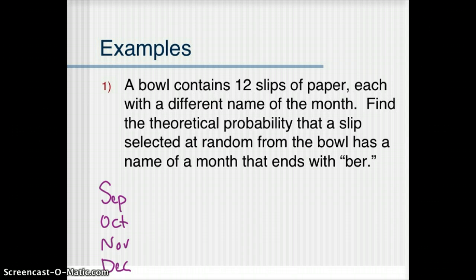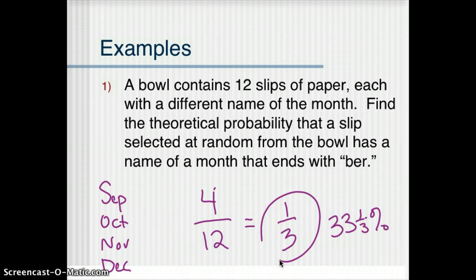So here we go. We have 4 months that end with burr, and there are 12 slips of paper. So we can say 4/12. And obviously, if it's a fraction, I'd like you to reduce that to 1/3. If you feel the need to write it as a percent, 33 and 1/3%. 1/3 is totally fine.